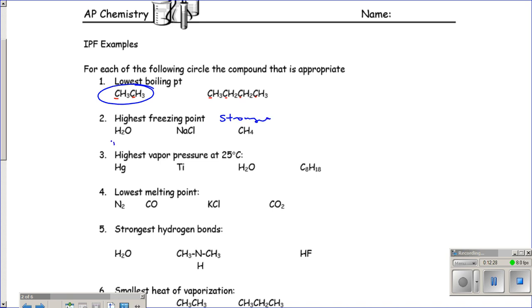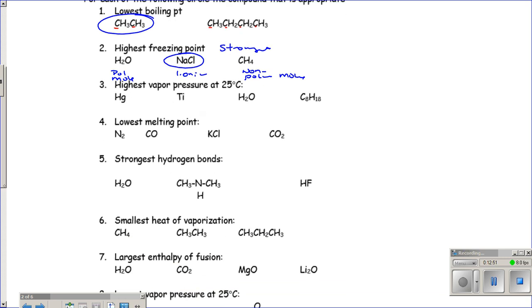Water is polar, and it is a molecule. Sodium chloride is ionic. Methane is a nonpolar molecule. And we know that ionic compounds always have higher melting and boiling points than covalent. So don't get crazy, because melting point and freezing point are the same thing. Sometimes students get confused. They're like, but wait a minute, it's freezing point. But the melting temperature and the freezing temperature are exactly the same. Just think of it in terms of melting point.